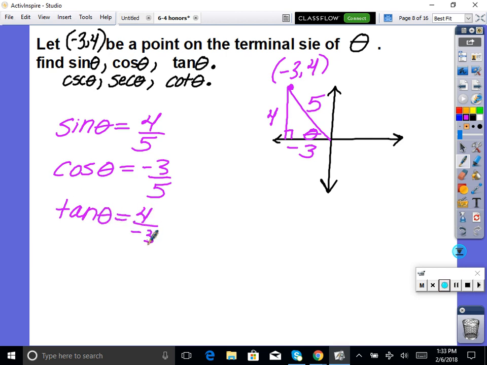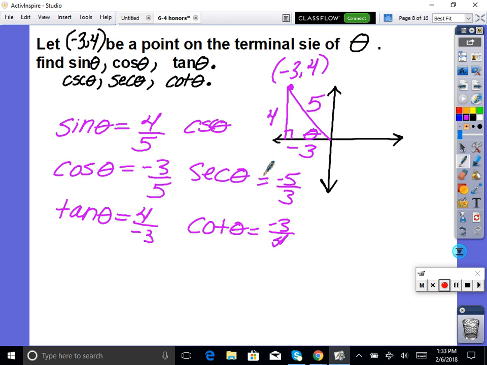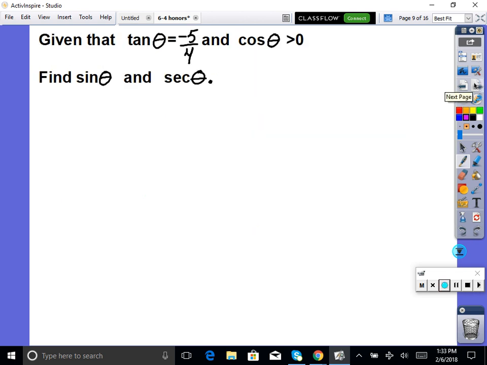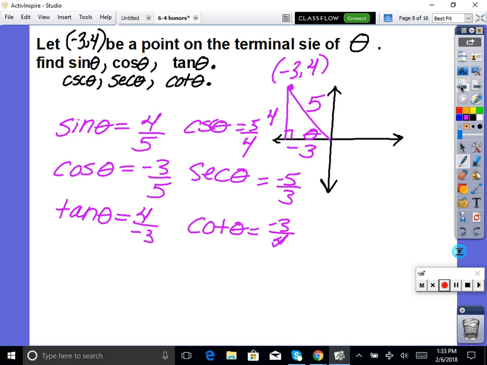So now we know the reciprocals, right? Cosecant, secant, cotangent, and that is super easy. We would just flip them. Okay, cool. Let's look at another one. It says, given the tangent of theta, yes. Yeah, because that was negative 3, so that's why we're drawing it in quadrant 2.